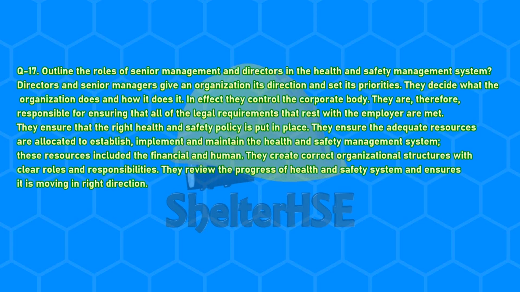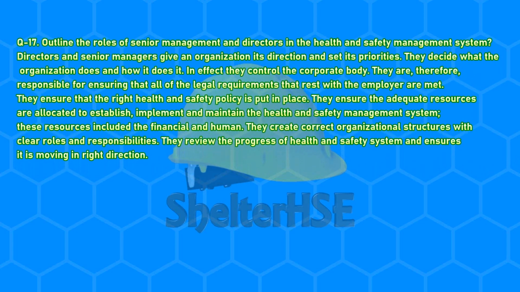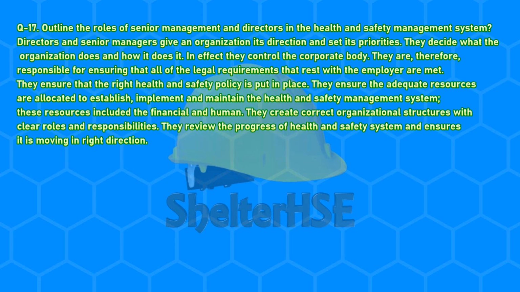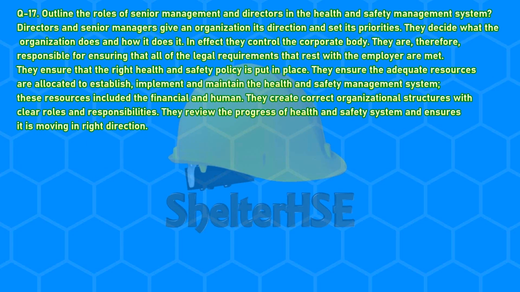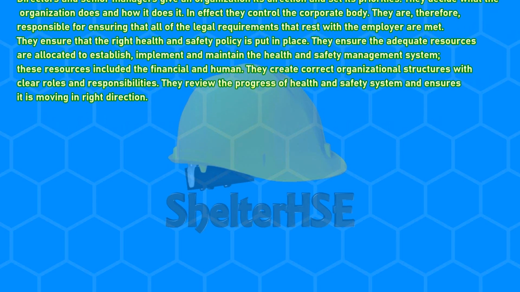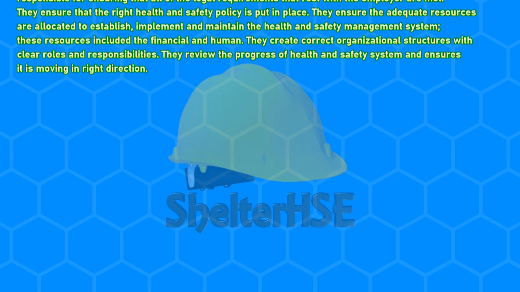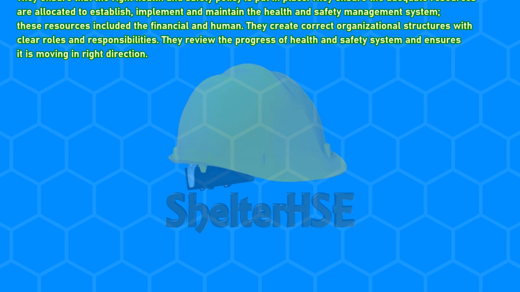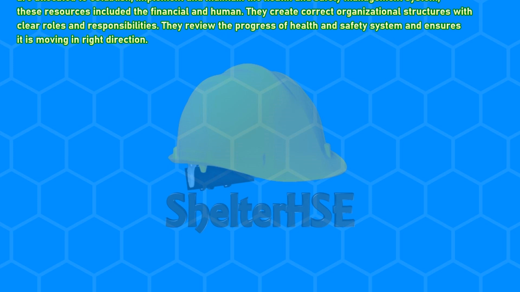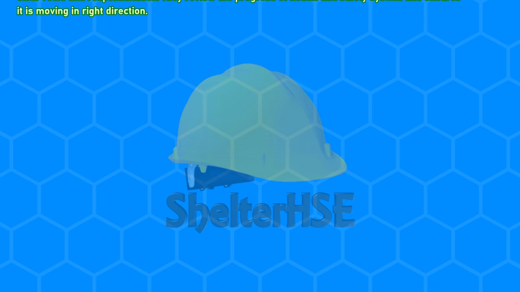They ensure that the right health and safety policy is put in place. They ensure that adequate resources are allocated to establish, implement and maintain the health and safety management system. These resources include the financial and human. They create correct organizational structures with clear roles and responsibilities. They review the progress of the health and safety system and ensure it is moving in the right direction.